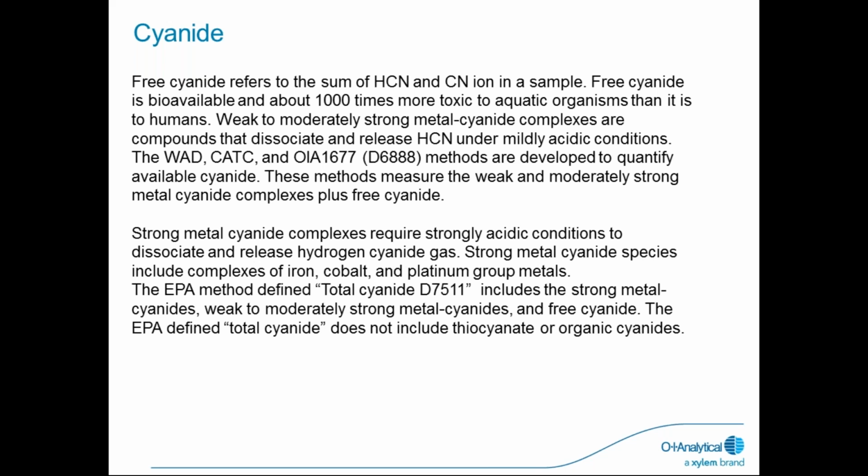The EPA method defined total cyanide D7511 includes the strong metal cyanides, weak to moderately strong metal cyanides, and free cyanide. The EPA defined total cyanide does not include thiocyanate and organic cyanides.